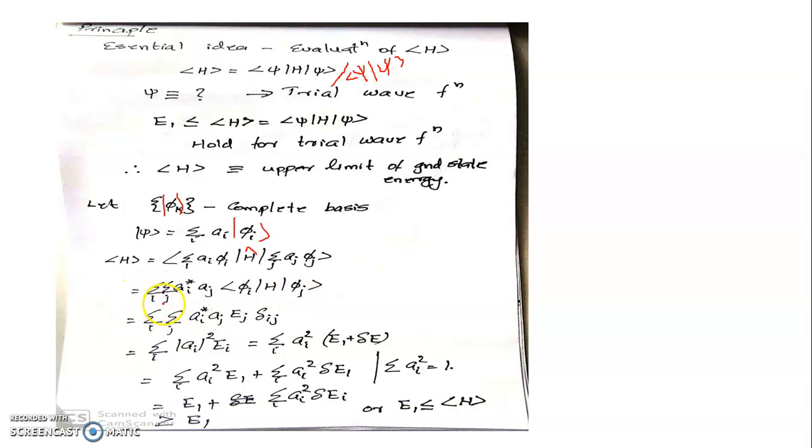Then this is summation over i, summation over j, a_i star a_j, scalar product phi_i, H, phi_j, where phi_j is assumed to be an eigenket of H. Then H operating over phi_j is nothing other than E_j phi_j. E_j is a scalar, so in the vector part what remains is the scalar product phi_i, phi_j, where the phi_k's are forming an orthonormal basis. So the scalar product phi_i, phi_j is nothing other than Kronecker delta ij. So this is summation over i, summation over j, a_i star, a_j, E_j, Kronecker delta ij.